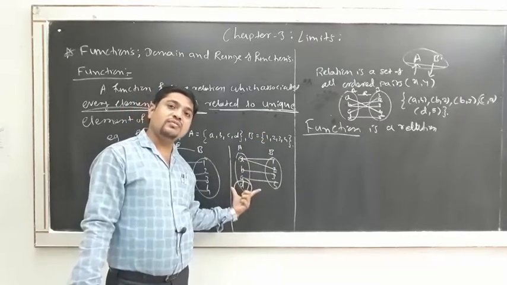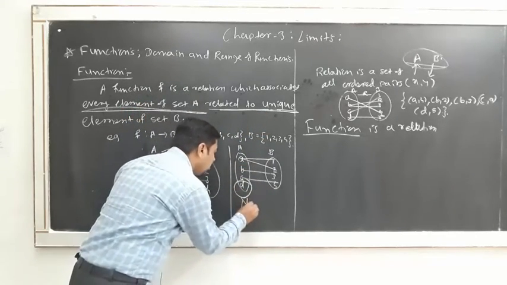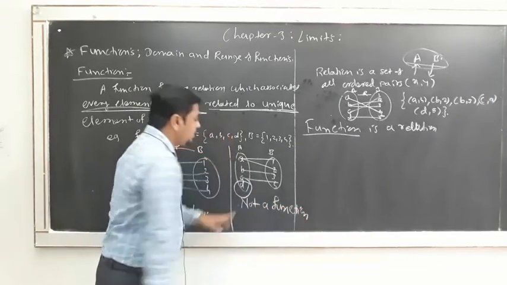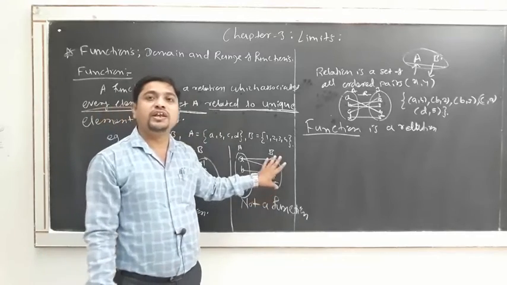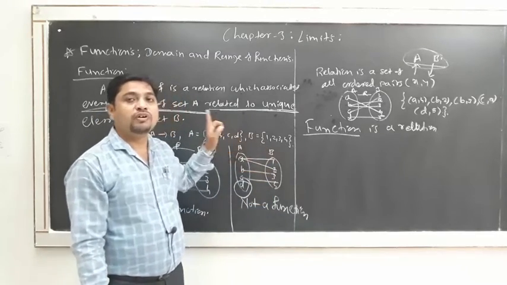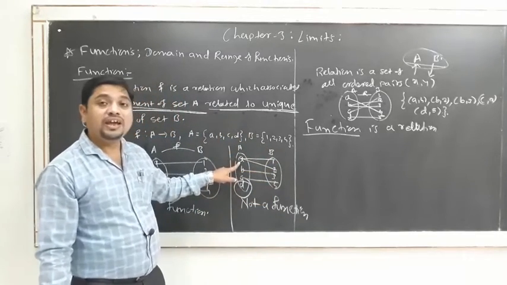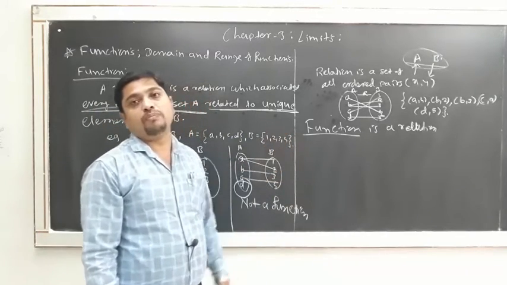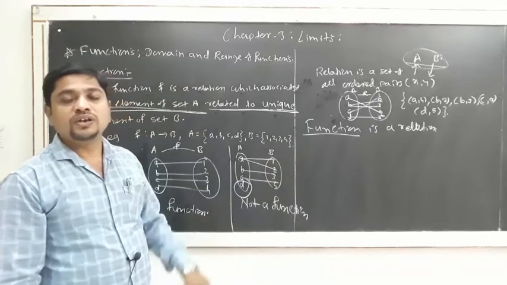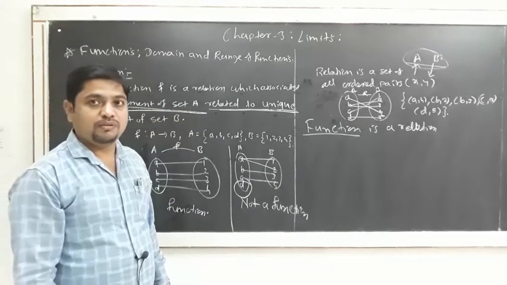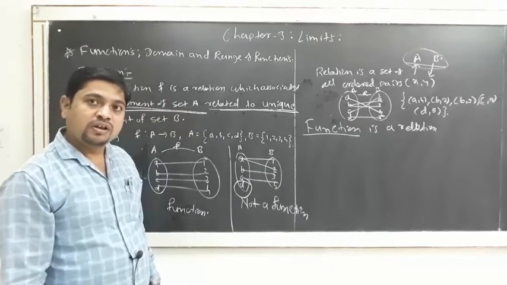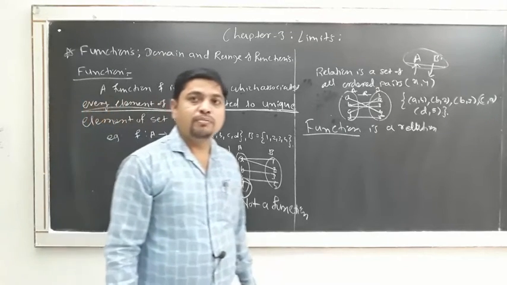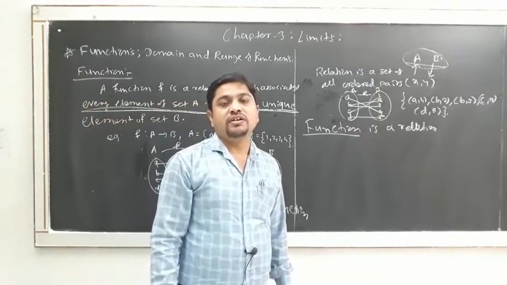So this is not a function, because D is not related to any element of B, and one more reason is that A is related to 2 elements of B, not a unique element of B. Therefore every relation is not a function, but every function is a relation.